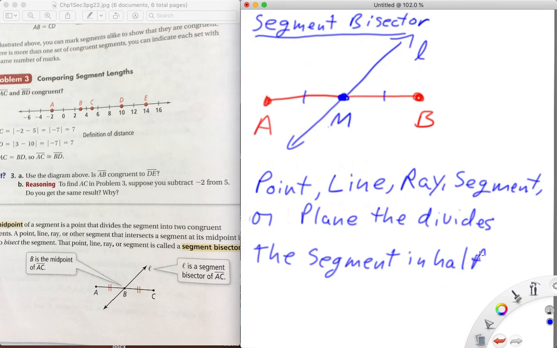So midpoint, the point that's in the middle; segment bisector, the geometric figures that cut it in half and put it into equal segments. Bisect itself: bi means into two, sect means to cut. So to cut into two, and to cut into two equal parts.